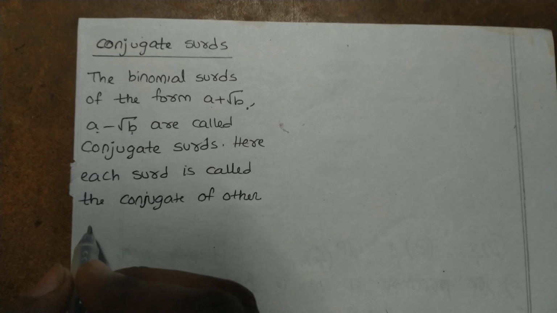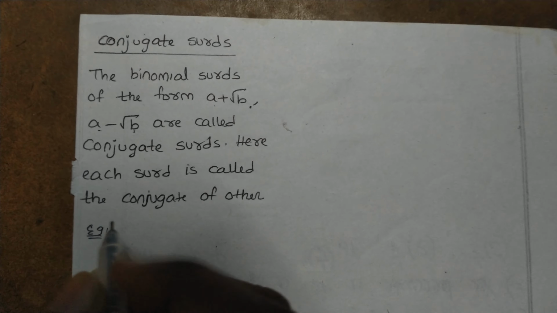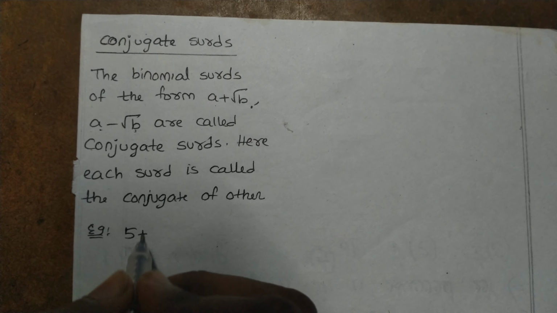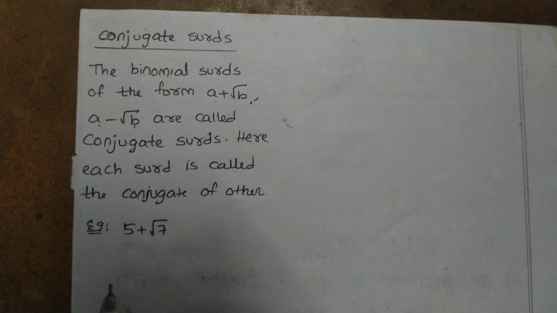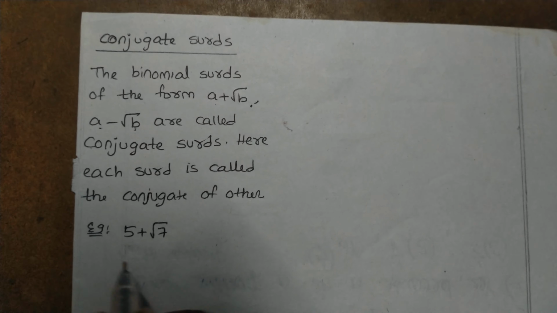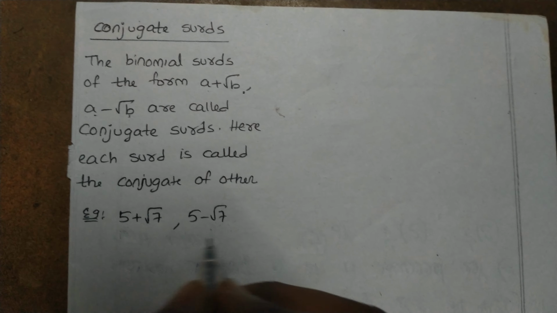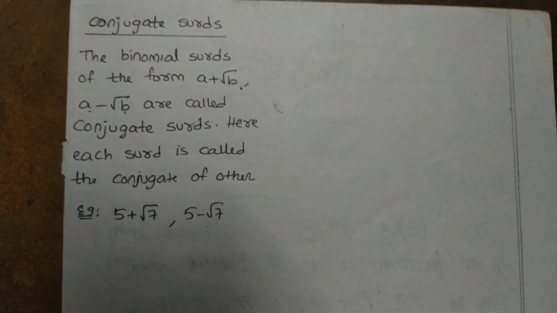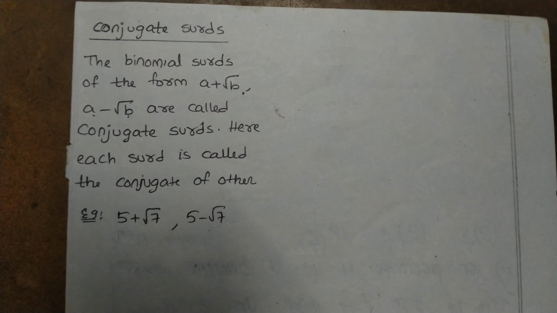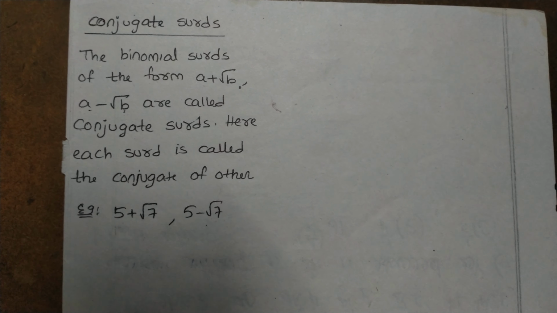Suppose we take an example, 5 plus root 7. What is the conjugate of this surd? The conjugate of 5 plus root 7 is nothing but 5 minus root 7. These two are called conjugate surds. 5 plus root 7 and 5 minus root 7 are called conjugate surds.